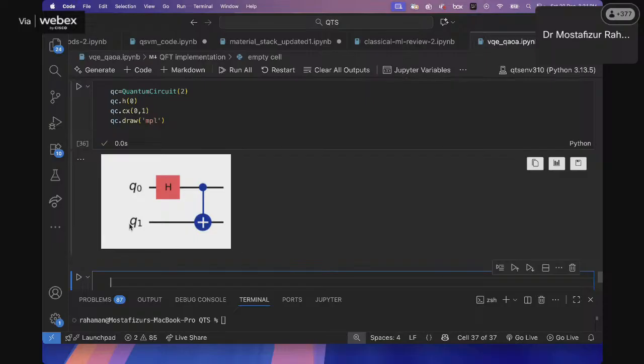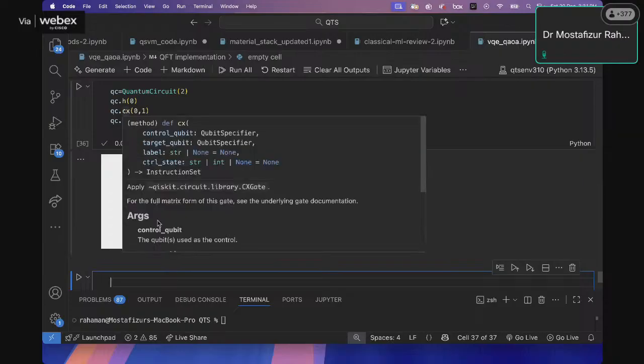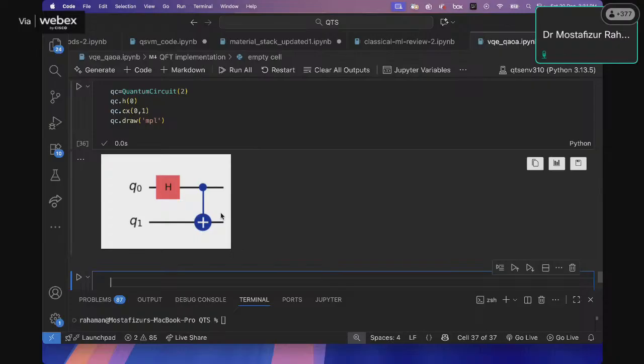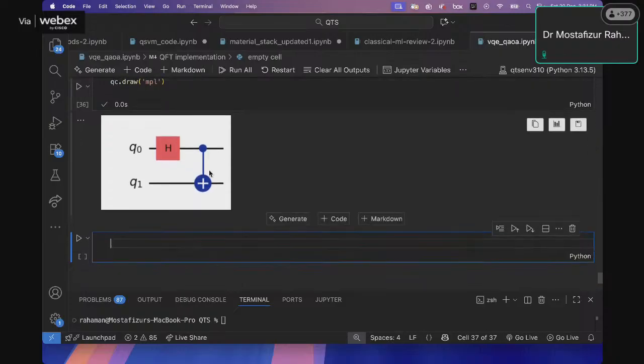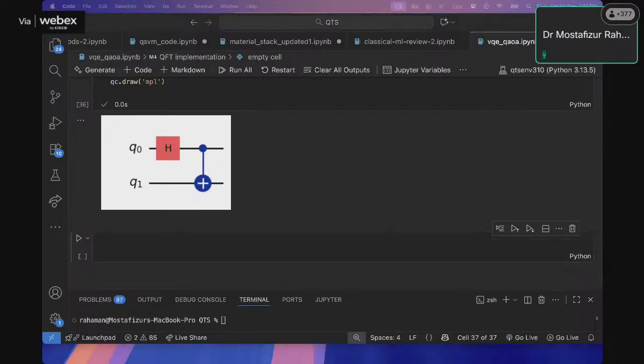I have taken two registers, QC equals quantum circuit 2. Then in the first line, I applied a Hadamard gate H. And between the first and second qubit, I applied a controlled NOT gate, CX. That's all, and we are printing it. If yes, then let us try to design the QFT.